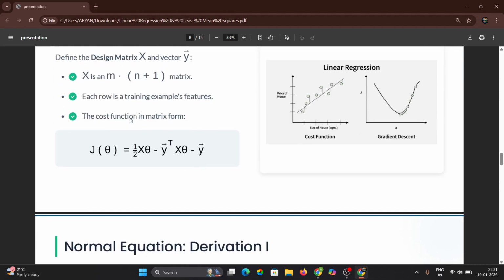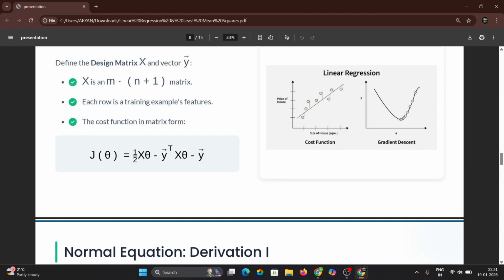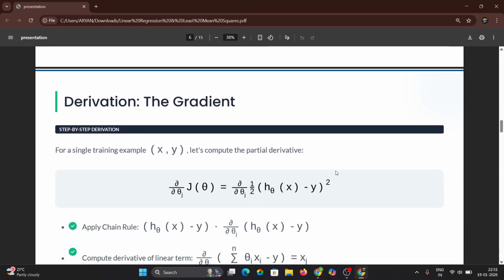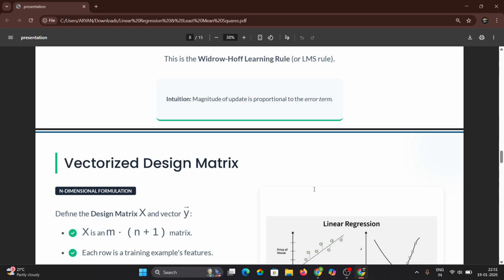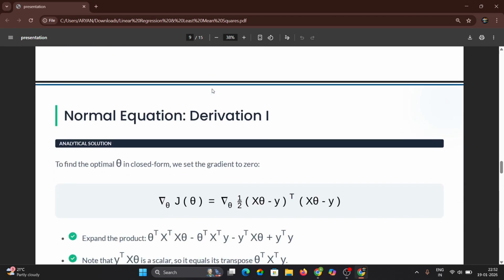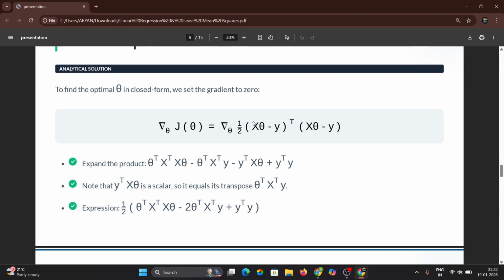Now the cost function in terms of matrices. The prediction is X theta, and y is the actual value. As we have seen, it is 1 by 2 times the whole square. In matrix form we don't write a square; we write it as (X theta minus y) transpose times (X theta minus y). So this is your cost function.